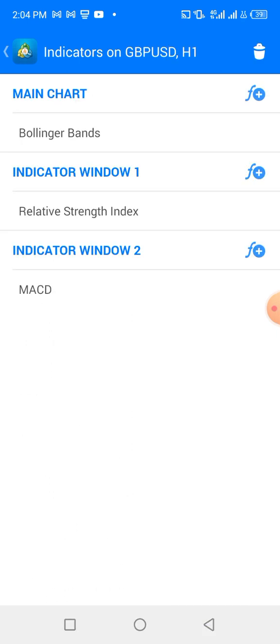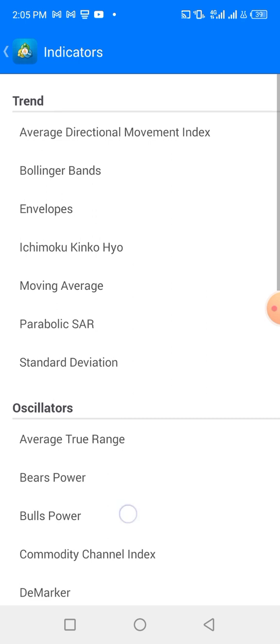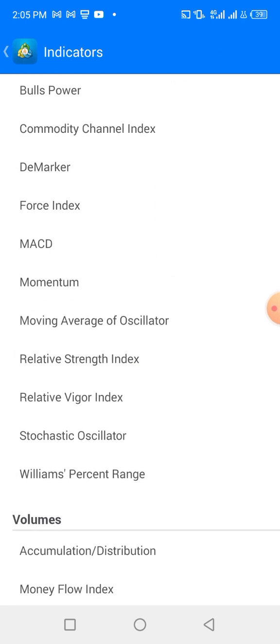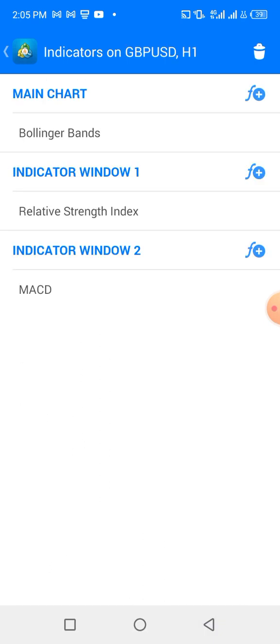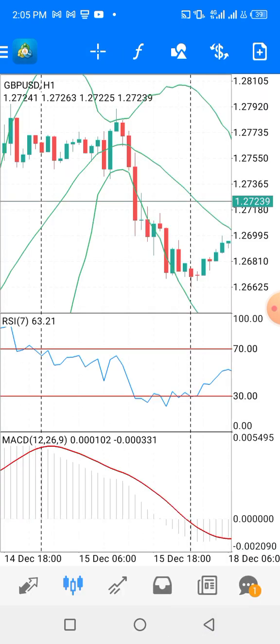You can also add the MACD to support it. So we just come here, then add the MACD to support it. Just go to the main chart, then look for MACD. So this is the MACD. Then you just tap on it, and then come back. You see that they are all on the chart now.